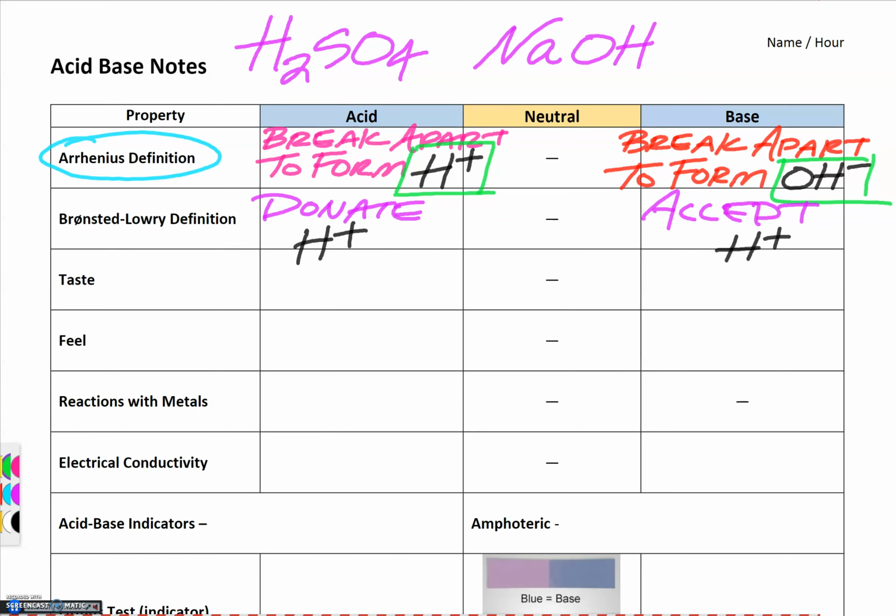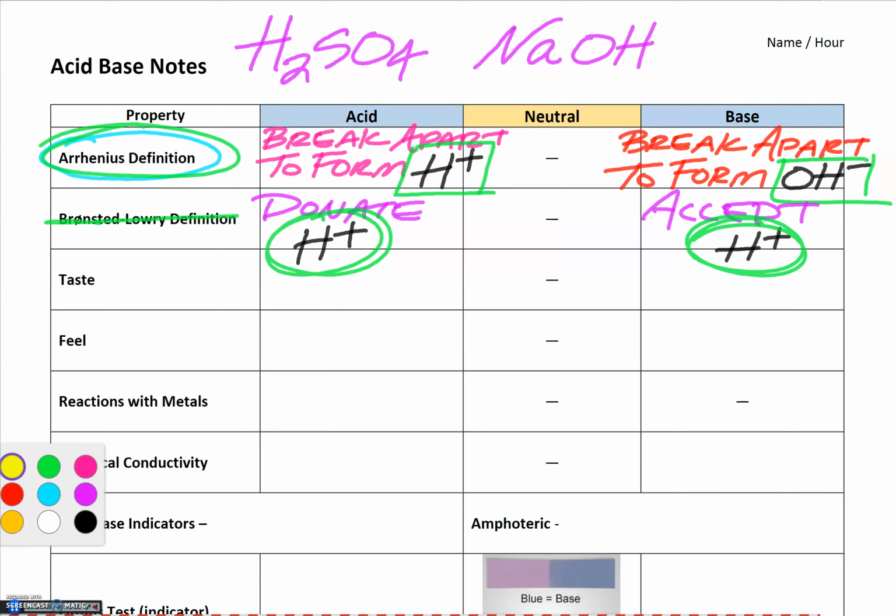And so where this is different is that we don't care about OH. This is less likely to come up than the Arrhenius, because that is much closer to what we've talked about in class. We talked about how acids start with H, and bases, the new thing, have the OH at the end. So I would focus in on that.